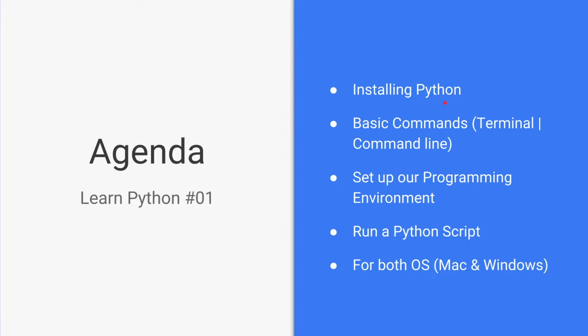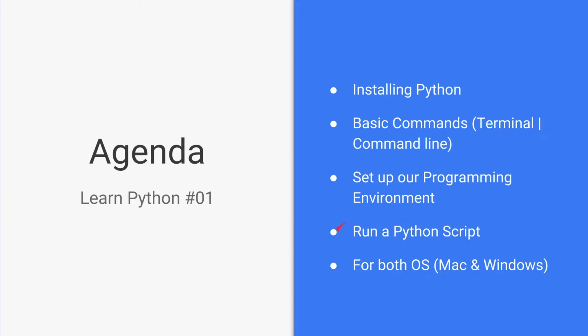We'll be installing Python. We'll be going over some of the basic commands there are in the terminal if you're on a Mac operating system, or in the command line if you're on Windows. We're going to set up our own development environment. We're going to run a Python script.